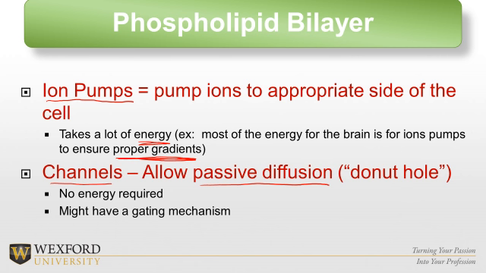So imagine like these donut holes that are specialized for certain molecules or ions that are going to allow certain things to bypass and just go in and out of the cell passively. And when I say passively, I mean no energy is required. However, it might have a gating mechanism.